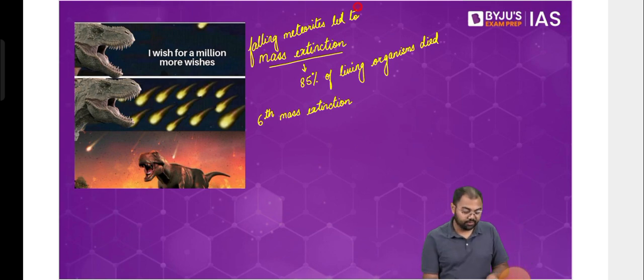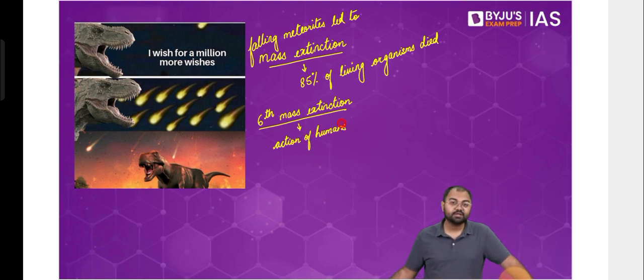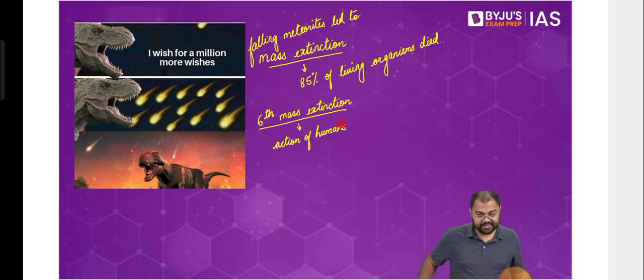Now, we say that today we are going through the sixth mass extinction, and what we mean by this is that all of these until now have been natural factors, but this time it is happening because of the action of humans. The way we have progressed, the way we have been destroying the environment, we have been destroying the living conditions, not only for ourselves but for every other flora and fauna as well. It is leading to the sixth mass extinction, another mass extinction going on right now.